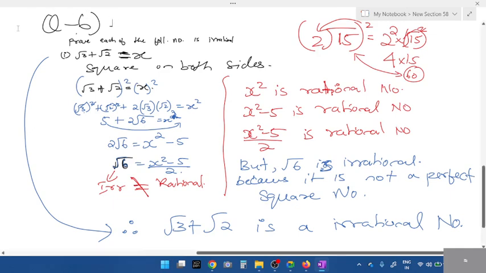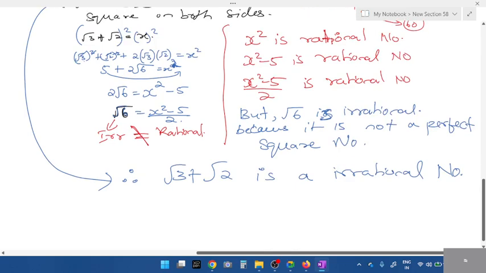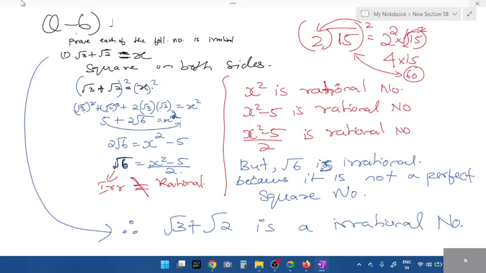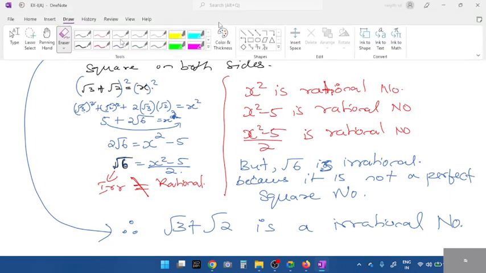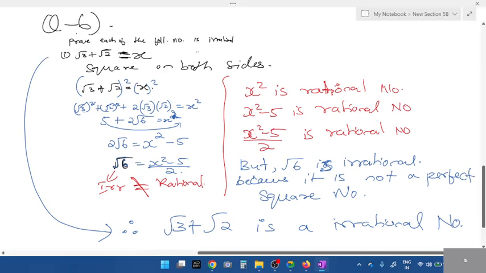Students done? Okay. So again, I'll explain once again. Whenever they ask us to prove, Alia, any doubts? Fine. Before this, whatever we solved, even this is easy, students. Only thing you should know the steps. Prove each of the following numbers is irrational. So take it as x is equal to x.